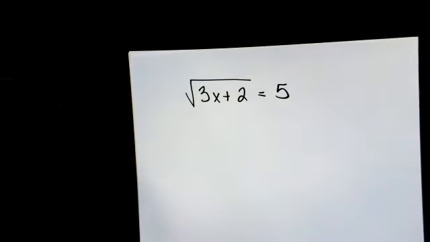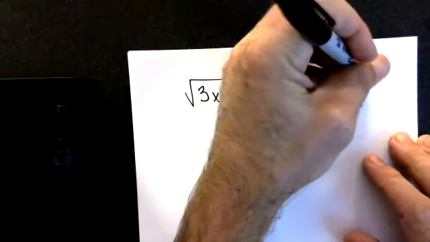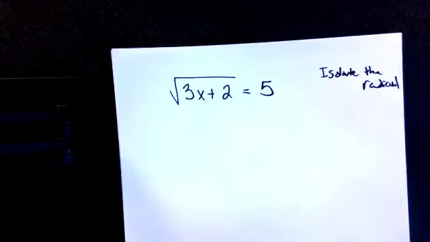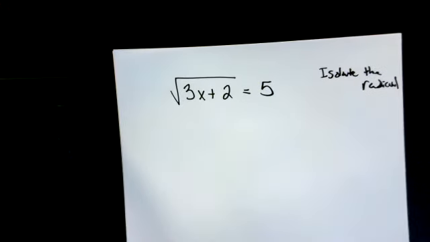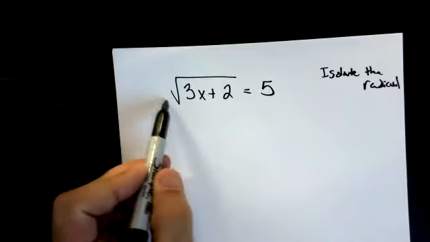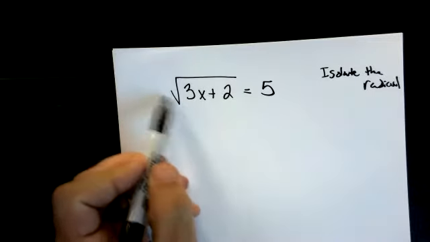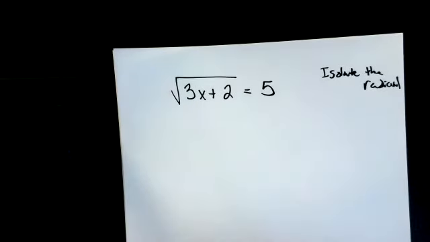All right, if they give you a radical equation to solve, step 1 is to isolate the radical. That means get the square root piece or the cube root piece or the 4th root piece, whatever it is, get it by itself. You don't want any numbers out in front. You don't want numbers hanging out the back. You want only the square root piece all by itself.